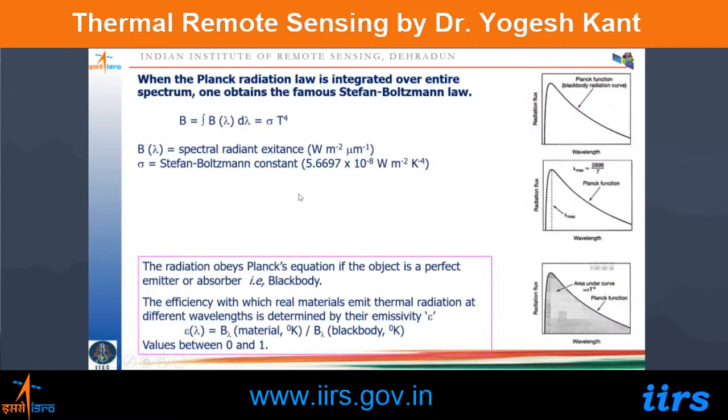So over the Earth's surface, we do not have black body materials. We have real bodies, real materials, which do not emit as effectively as the black body. So we define them as real materials.